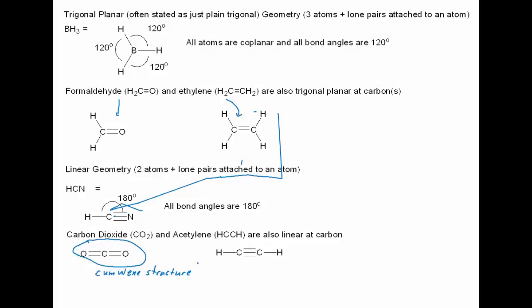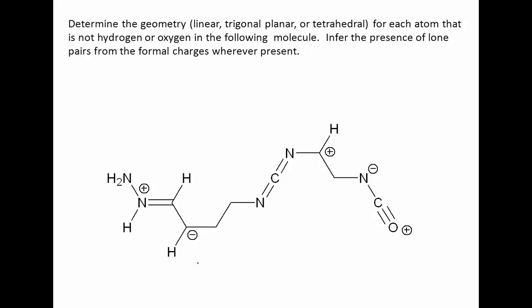And acetylene is the simplest organic molecule that shows linear geometry. Okay. All right. Once we know, let's do a problem here. Again, you should pause the video and do it for yourself. Determine the geometry and just restrict yourself to the terms linear, trigonal planar, or tetrahedral.